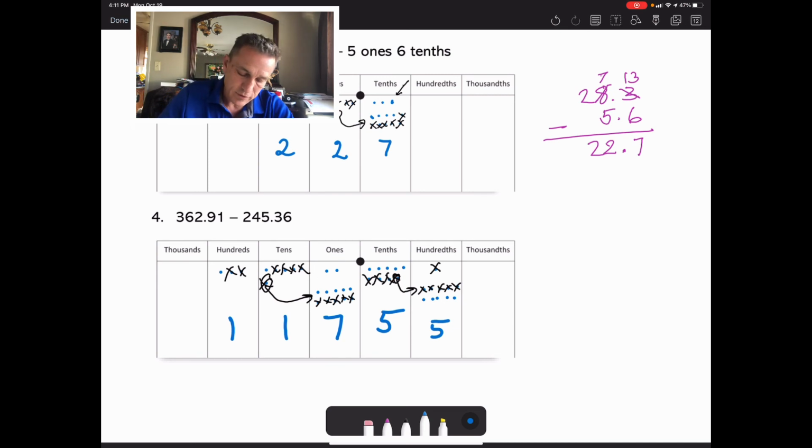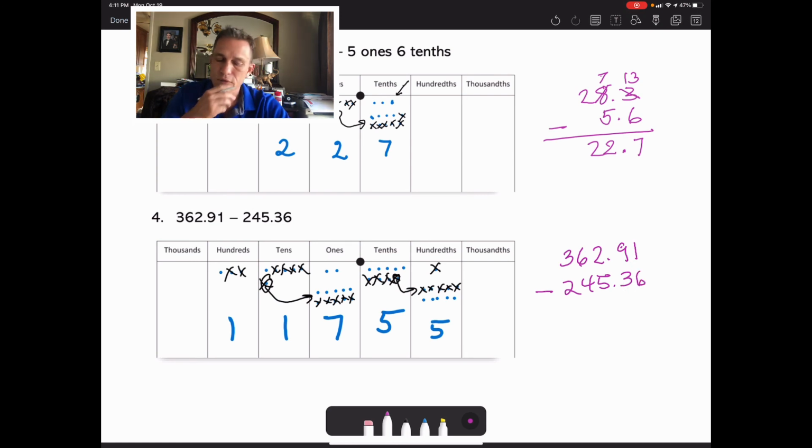All right, let's take a look at that written with numbers. We have 362 and 91 hundredths minus 245 and 36 hundredths. All right, I start off with the smallest place value. Okay, so the first thing they want me to do is take away 6 hundredths.